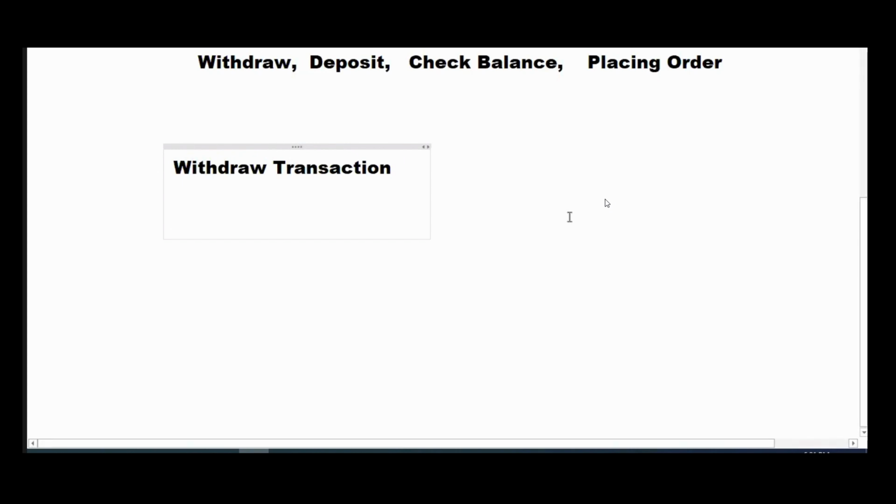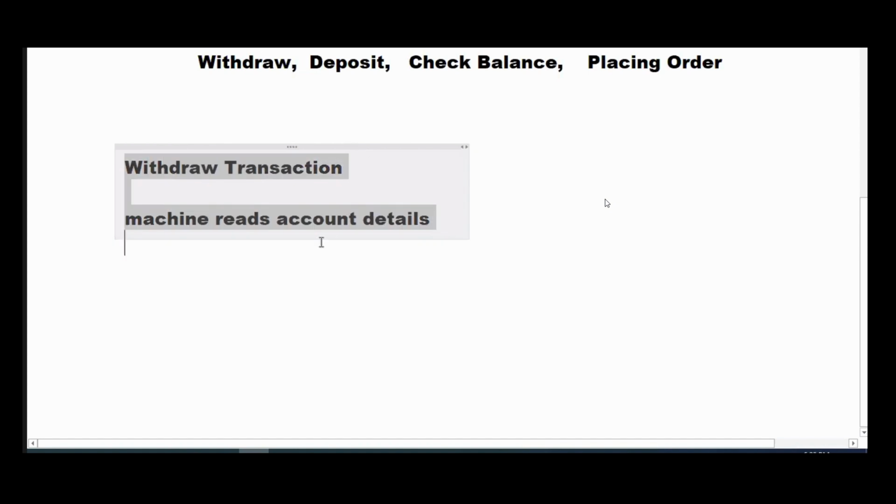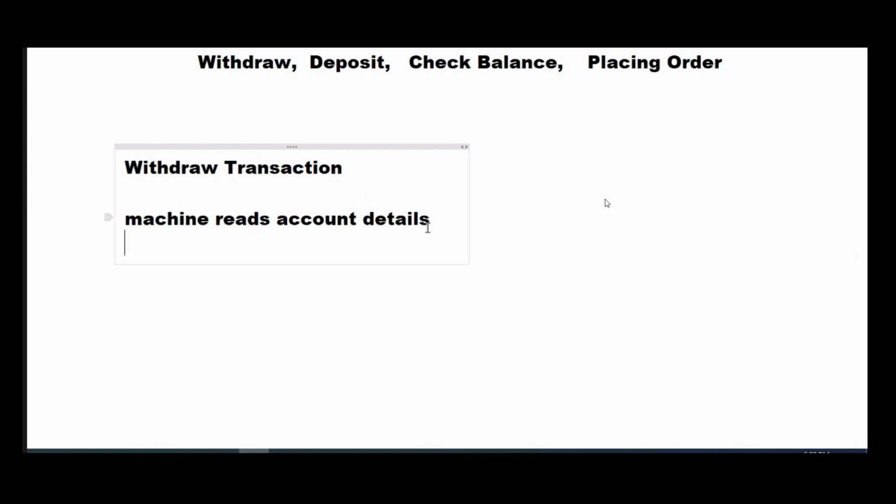You are entering the ATM machine to withdraw the amount. You are giving your ATM card to the machine. The ATM card has a chip, and that chip has your account details. So the machine reads your account details from the card. So your transaction is started here.